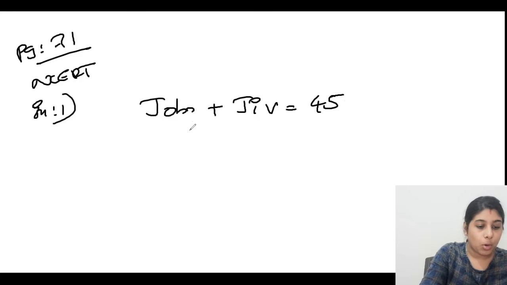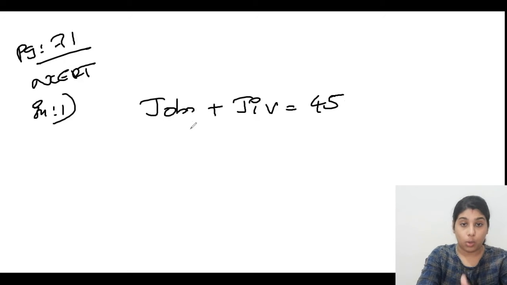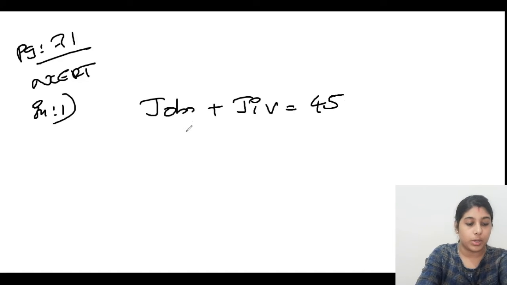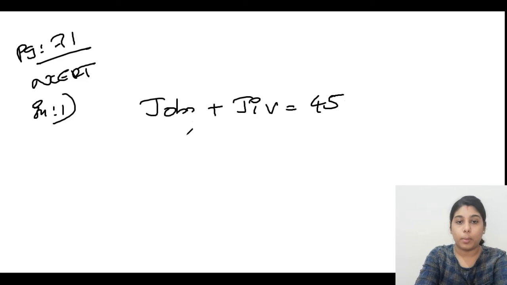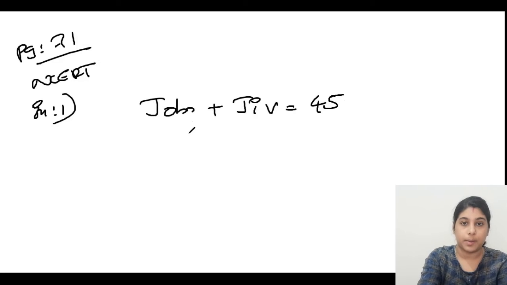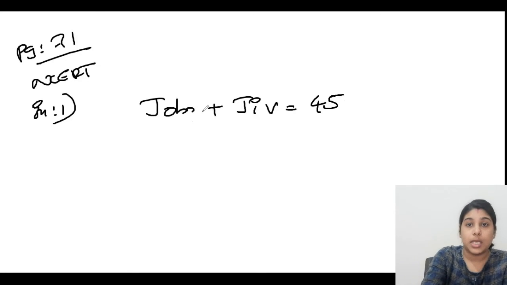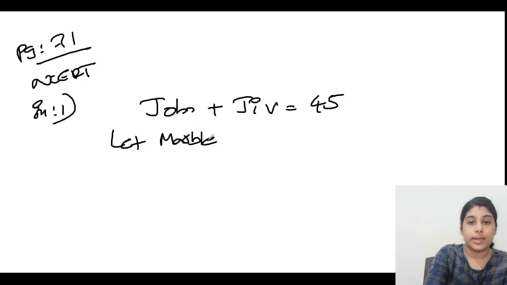And the product of the number of marbles they have now, that means after losing 5 marbles each, is 124. So how you will form a quadratic equation, that you have to understand. We can look at this, children. Let the number of marbles of John be x.